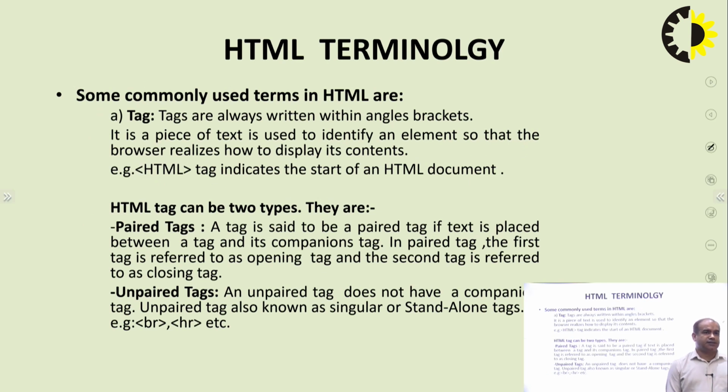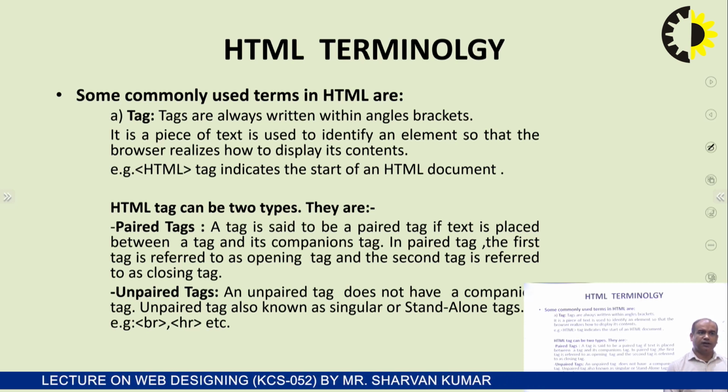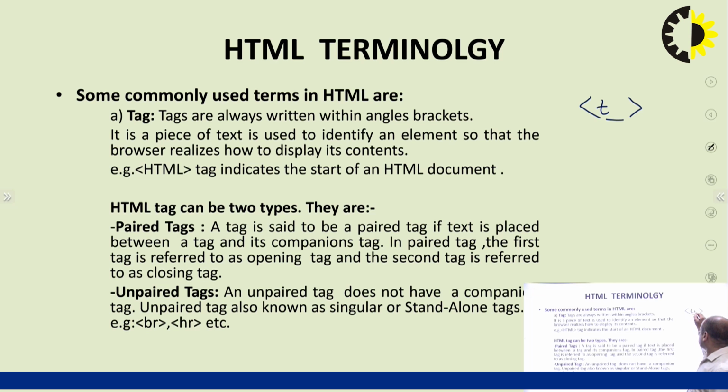So next is the HTML terminology. Some common terms used in HTML are, first one, tag. Tags are always written within angle brackets, that is, an opening angle bracket and a closing angle bracket. It is a piece of text used to identify an element so that the browser realizes how to display its content. So an HTML tag indicates the start of a document. Tags are always written within angle brackets, and here we will write the tag.